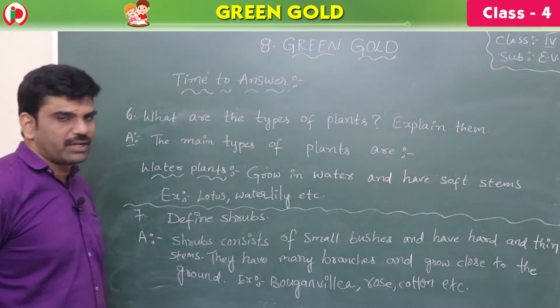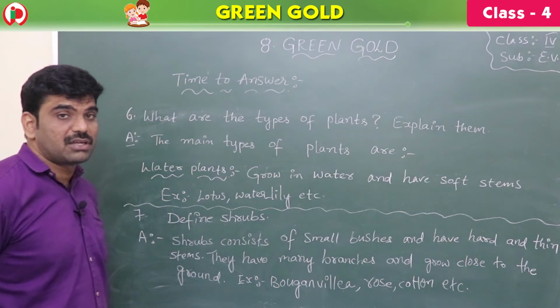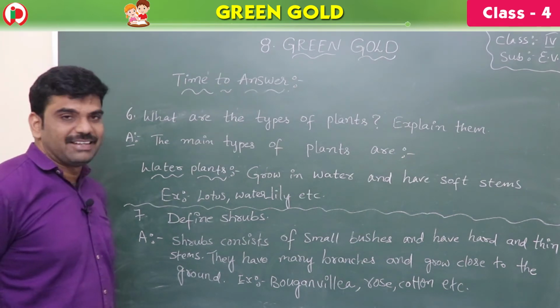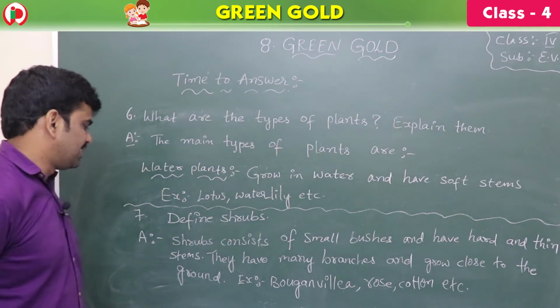These water plants grow in water and have soft stems, children. They have soft stems. Example, lotus, water lily. Now see the 7th question.